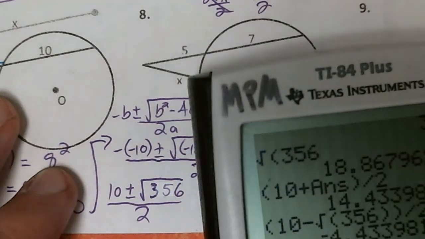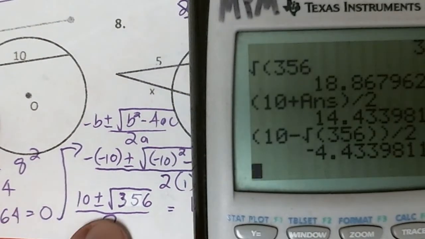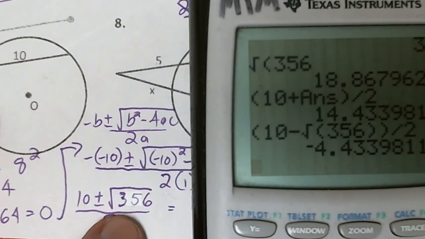Okay, let me do that one more time because I know I might have gone through that a little bit fast. Let me do that again slower. Okay, so the first one is 10 plus the square root of 356 over 2.